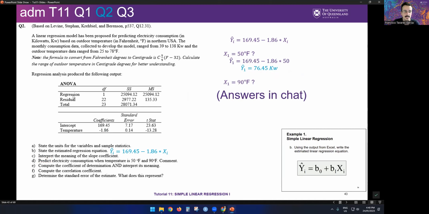Can I please have your answer in the chat? Same process, same everything, but instead of 50, it will be 90. Do you think you guys can solve it in the chat?